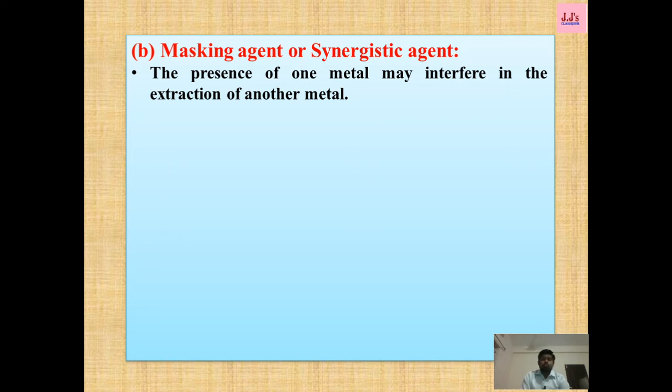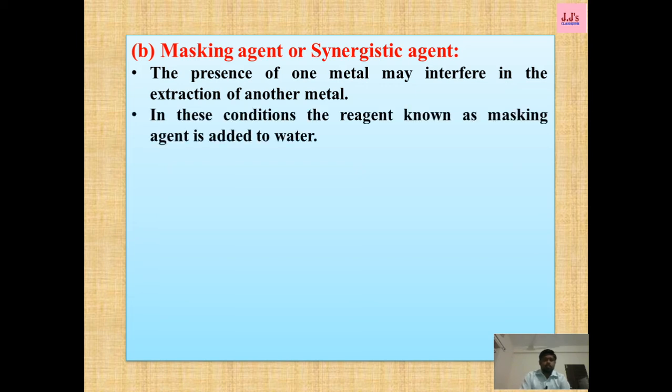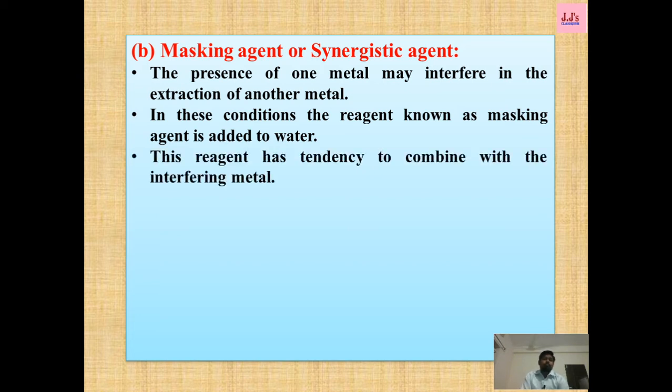So one metal interferes in the extraction of another metal. Because of that, we must prevent the extraction of the other one in the presence of the first one. The process is done with the help of some agent known as the masking agent. In this condition, the reagent known as masking agent is added to water. That is also important for MCQ purposes. The masking agents are added in the blank phase; the answer will be water or aqueous phase.